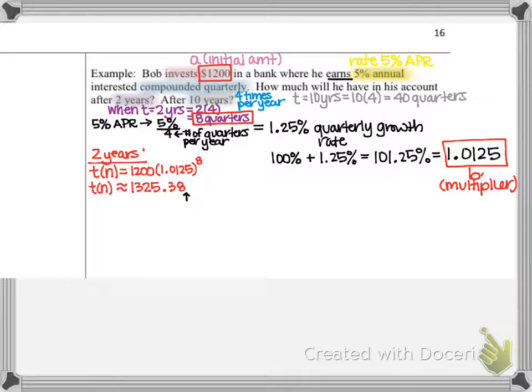So I'm going to use the exact same information. I'm going to use the initial investment of 1,200. I'm going to use the multiplier of 1.0125. But now I'm going to do 40 as my exponent. So now would be a good time to pause the video, see if you can get everything plugged into the correct spot where it belongs, and then get it typed in. And then when you're ready, start it back up again, and then see if you and I match.